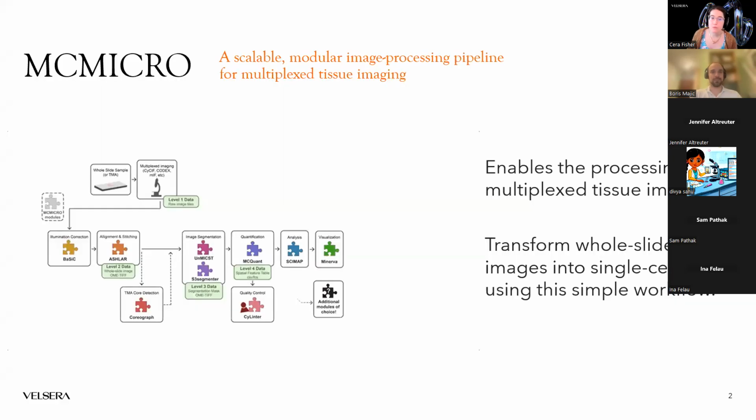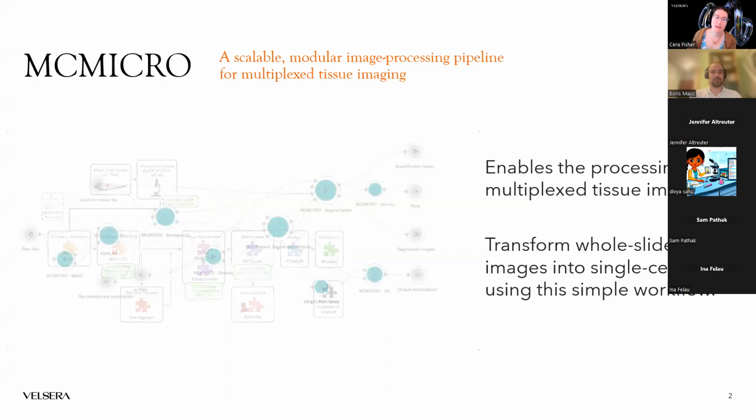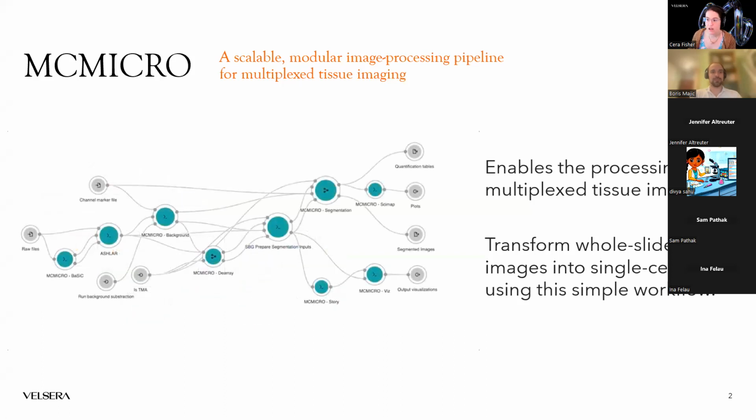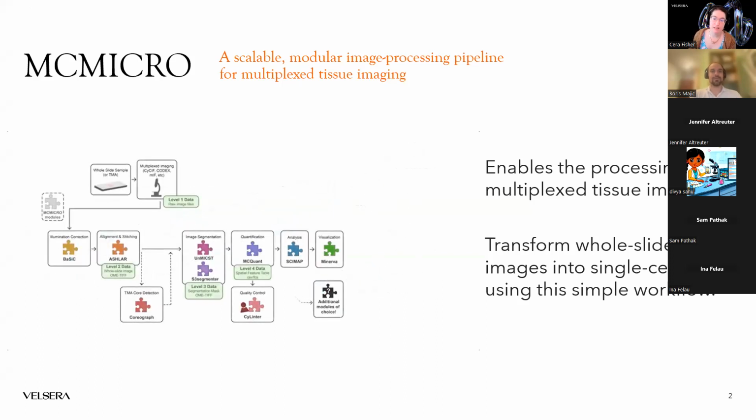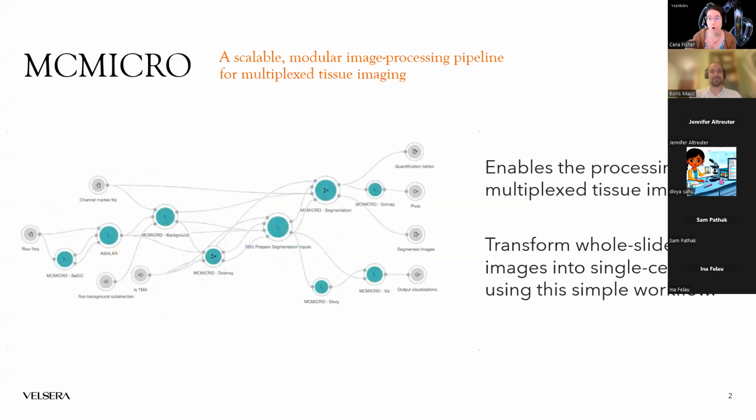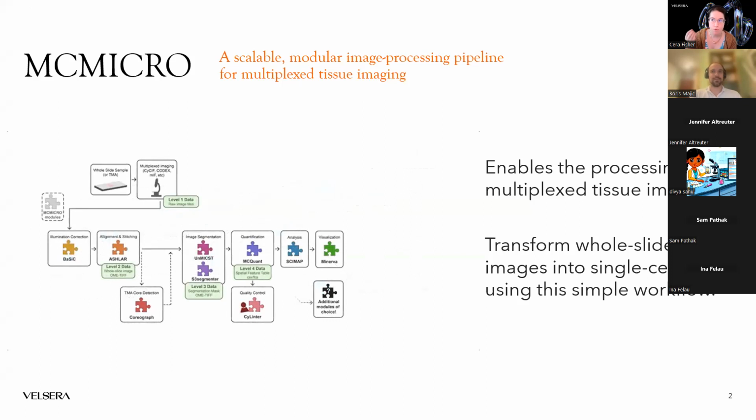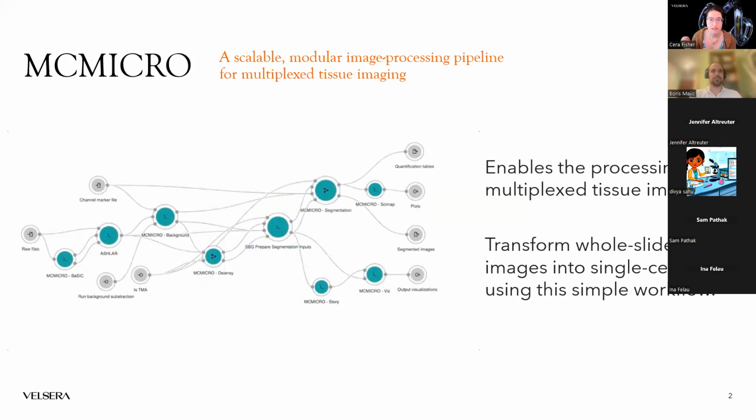MCMICRO is a scalable modular image processing pipeline for multiplexed tissue imaging. When we're talking about multiplexed tissue imaging, the multi that we're plexing is many different markers or targets or probes that we are actually able to image on the microscopes themselves. So for example, in fluorescent microscopy, different fluorescent stains would be different targets for the multiplex tissue imaging.